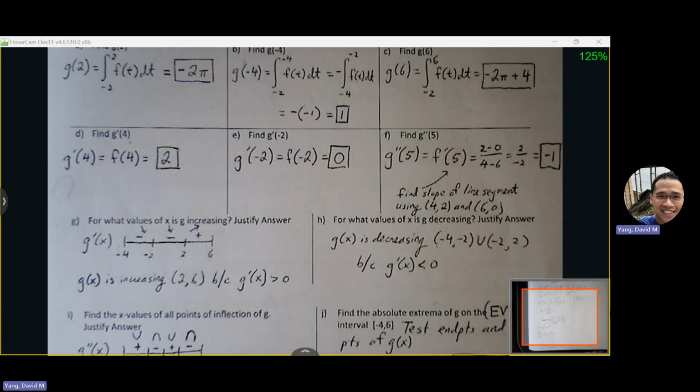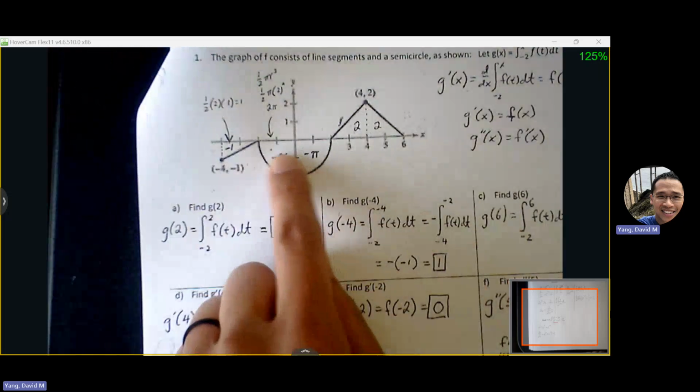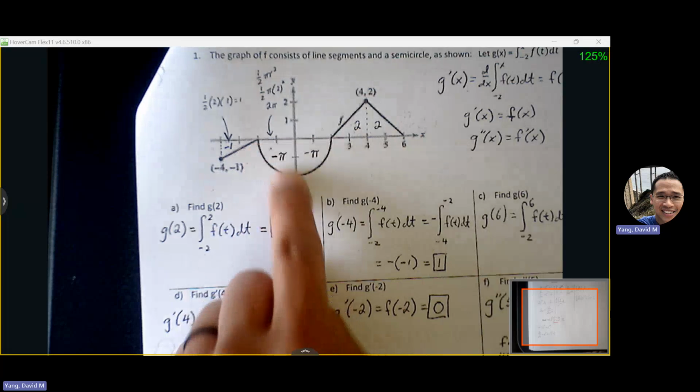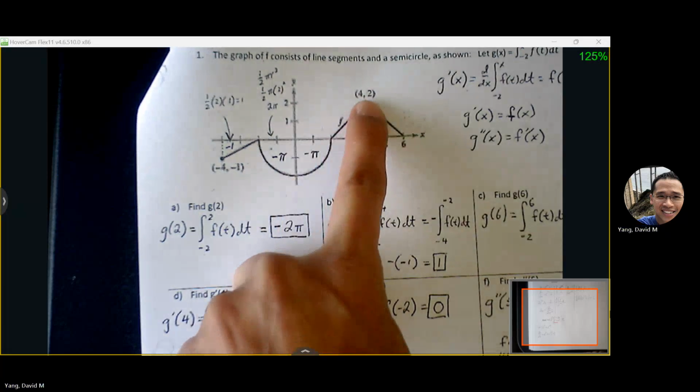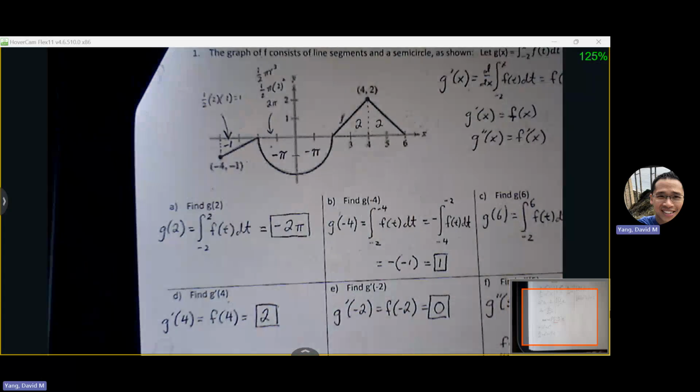For part I, points of inflection. If you're looking at the derivative graph, points of inflection are the max and mins, the relative max, relative mins of your g prime graph. So in this case, the max and mins are at -2, 0, and 4. And then the positive and negative slopes just translate to concave up or concave down.